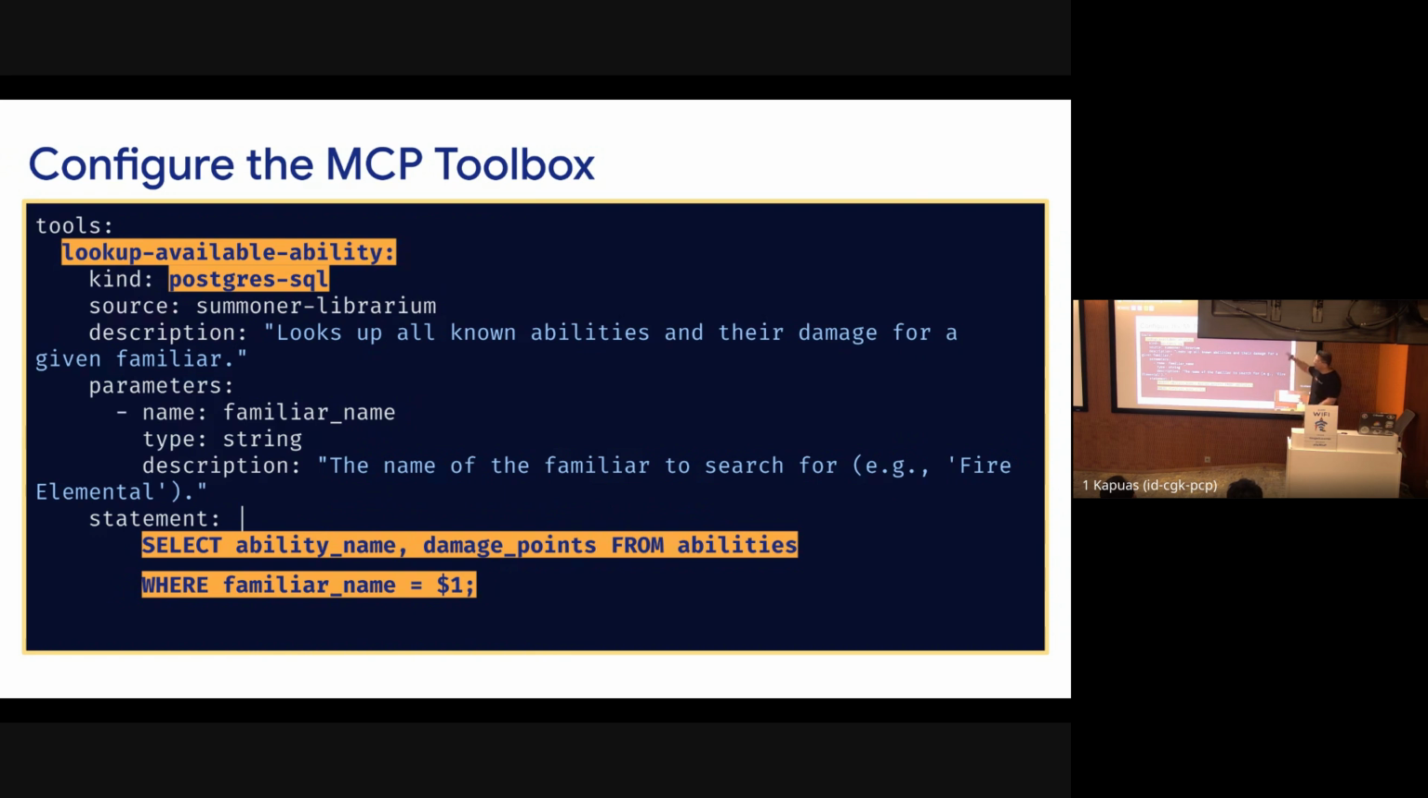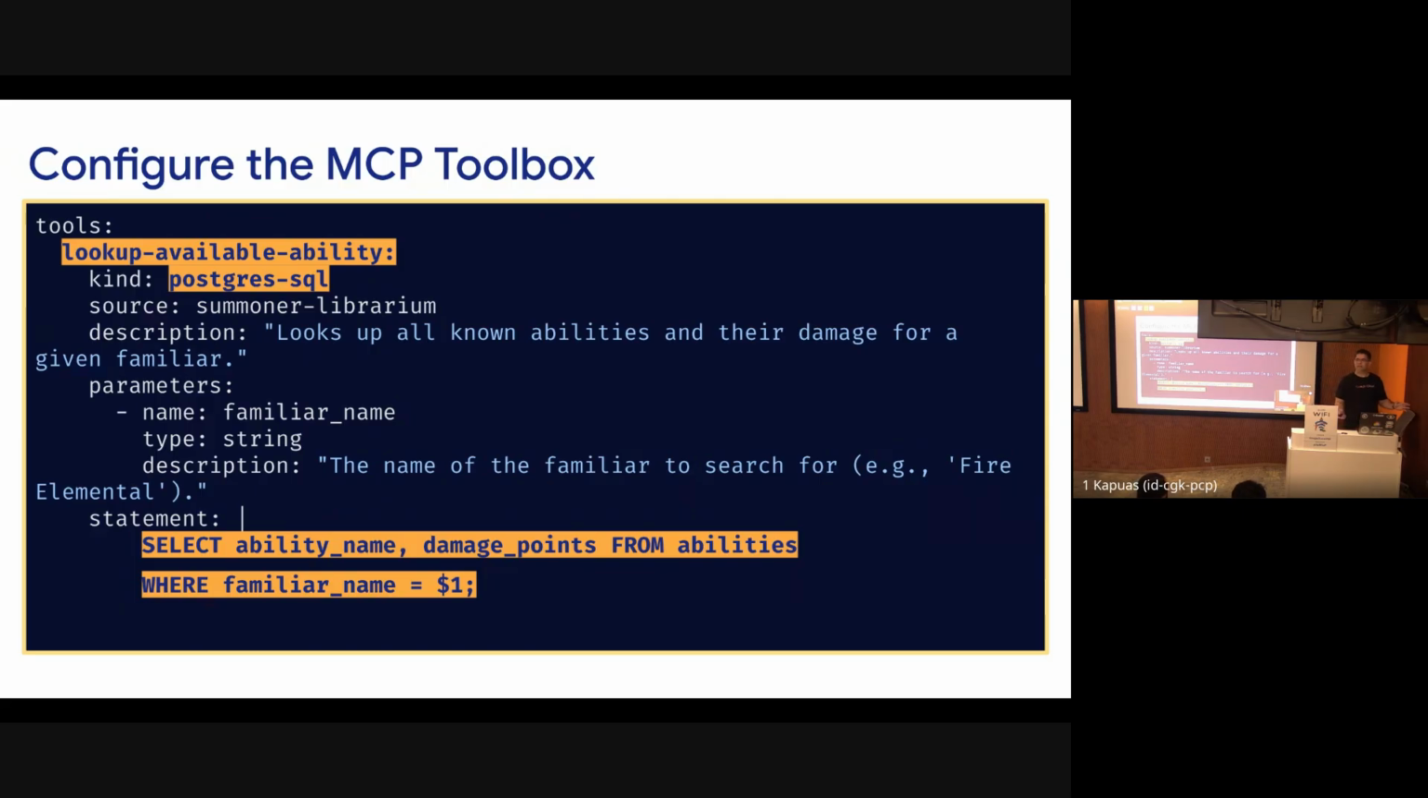But all we have to do to configure our MCP toolbox is give the tool a name, give it a description. And you'll notice that description is in natural language. You can read it the same way I can, and that's how the agent is going to read it. We didn't write any code here. We're saying look up all known abilities and their damage for a given familiar. That's the description. The model will work it out. We provide some parameters. We say that in order to call this, we need to provide a parameter called familiar name, which is a string. We describe what that parameter is, and then we provide a SQL statement. That's it. We've now built an MCP server using the MCP toolbox.